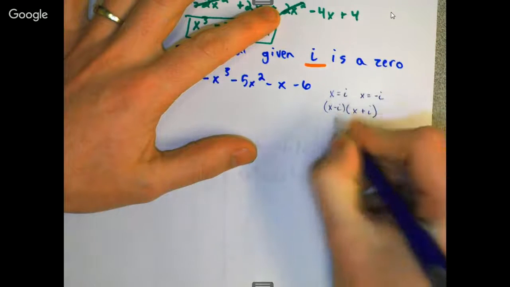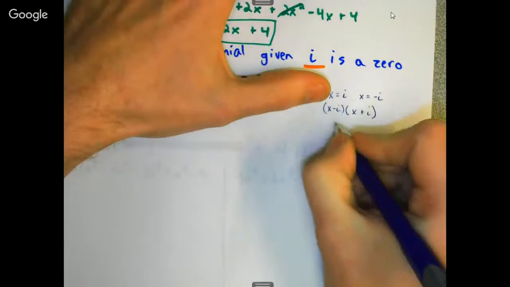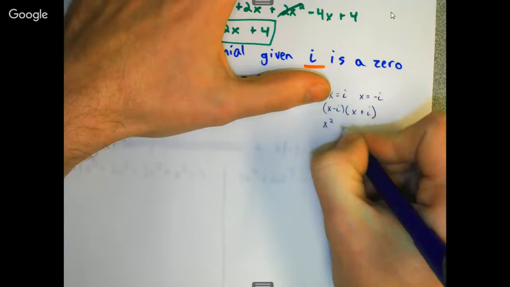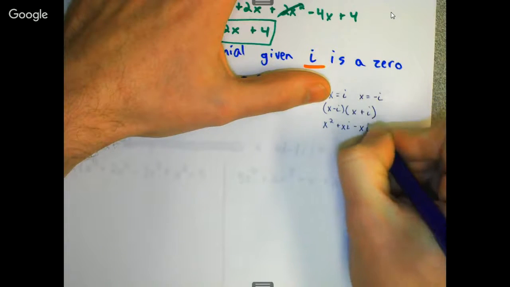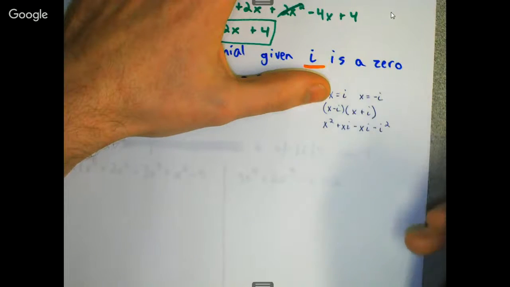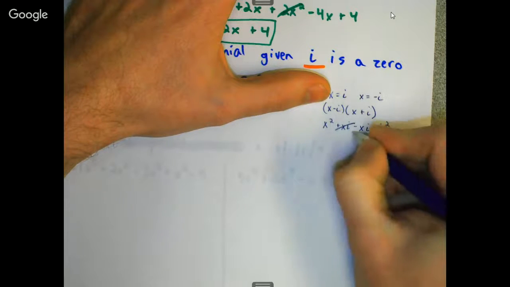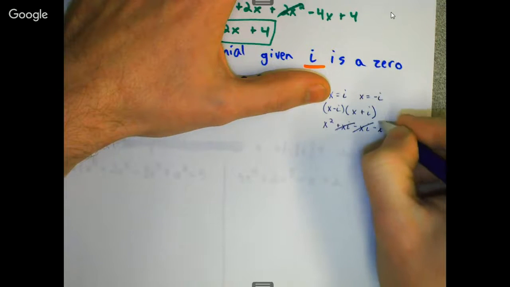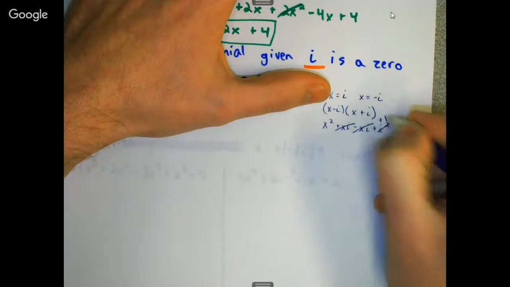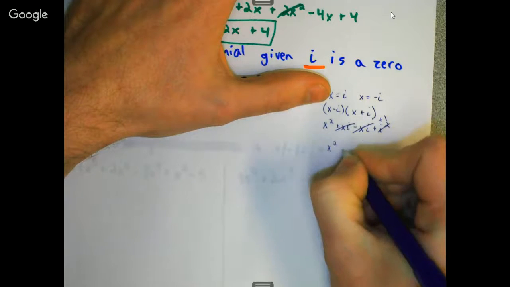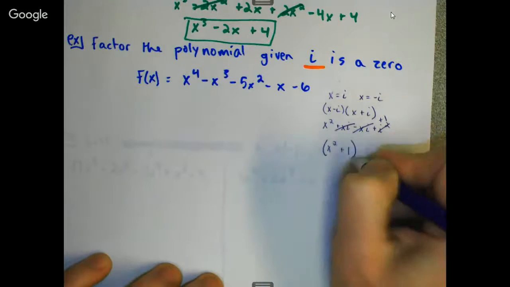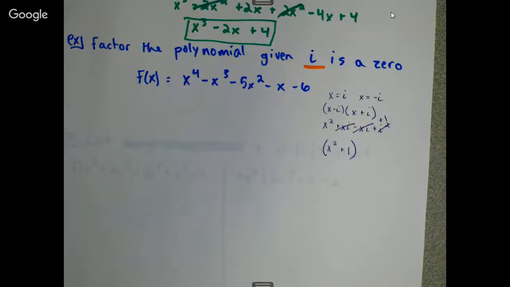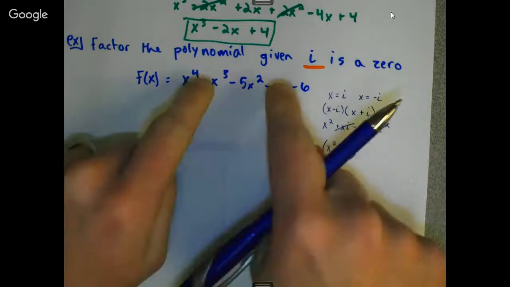If I FOIL that out, I get x squared plus xi minus xi minus i squared. That cancels and that cancels. i squared is minus 1, so this becomes a plus 1. So you have x squared plus 1. So this is a factor. Now, how do I factor that out of this?